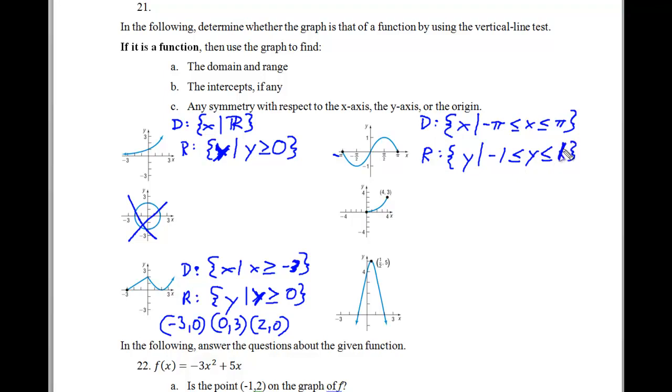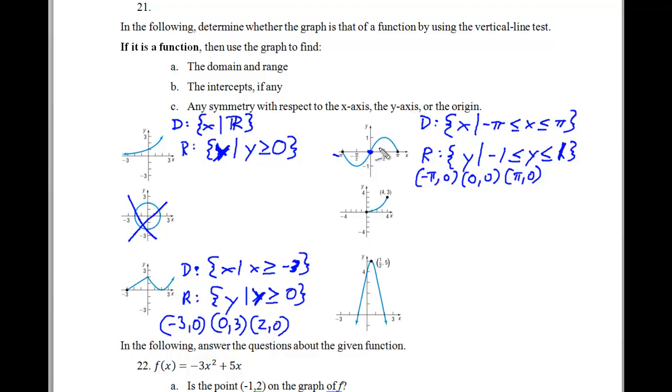Spoiler alert, you will be seeing lots of these graphs in Unit 2, where we're going to be graphing sine and cosine functions. All right, now there are some intercepts here, and the intercepts are going to be -pi, 0. The origin is the y-intercept, and then we have pi, 0 for the other x-intercept.